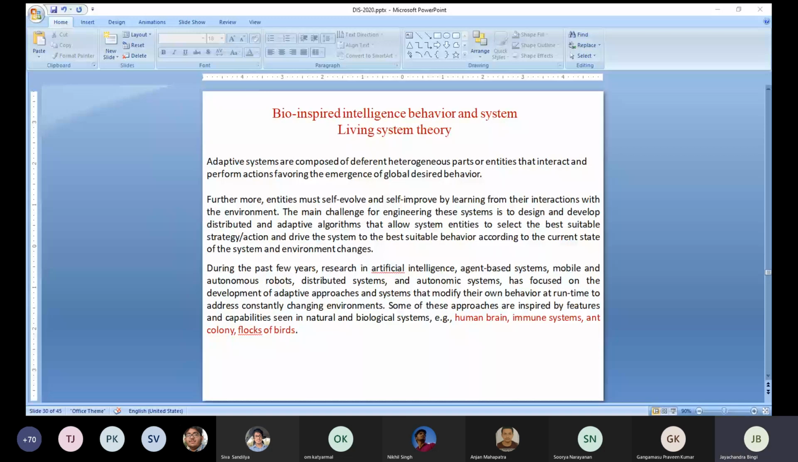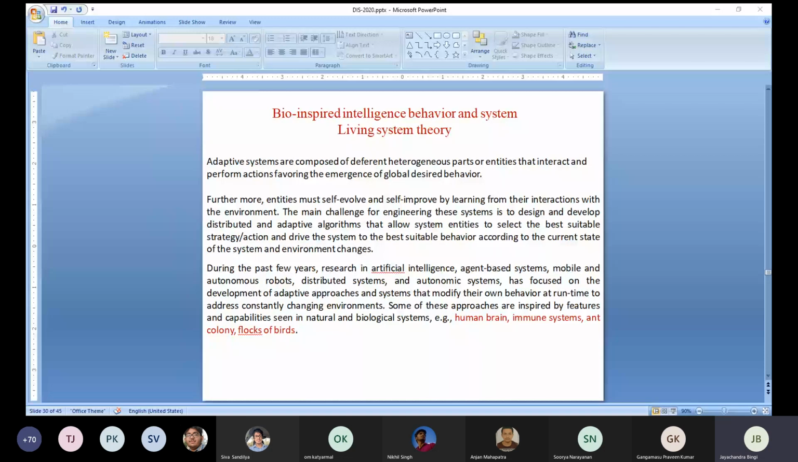Am I right? So that is where we will encounter many natural systems with important phenomena like self-evolve, self-improve, and also self-configuration, self-organization, self-optimization, which you call self-aware. Self-aware.